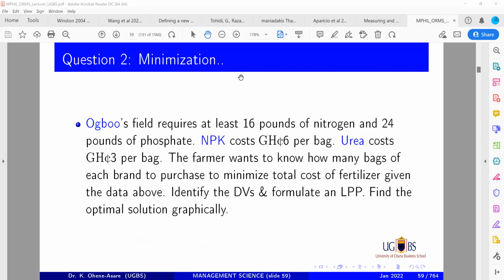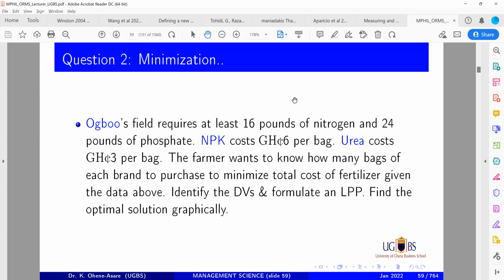Richmond. He says the farmer wants to know how many bags of each brand to purchase to minimize total cost of the fertilizer, given the data above. Correct. That is the answer. So the farmer wants to know, you see, is to minimize cost. It's clear there. So that's what tells you that it's a cost minimization.